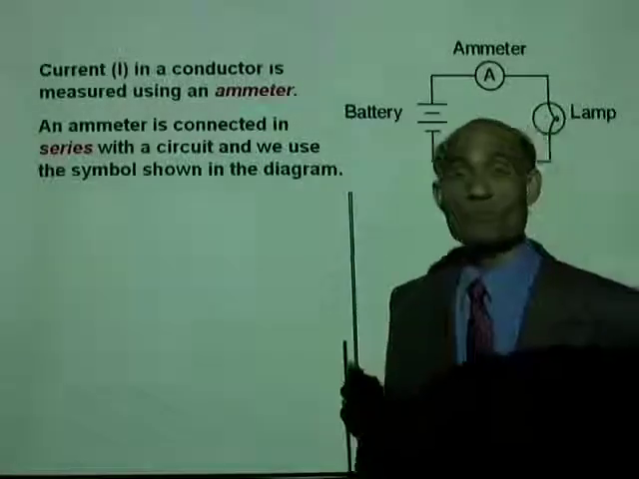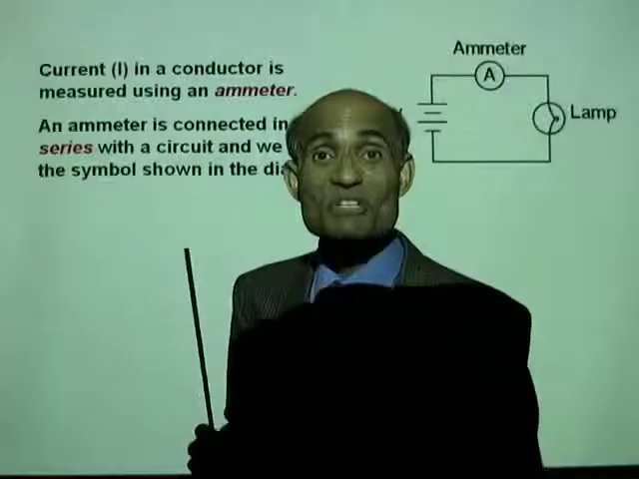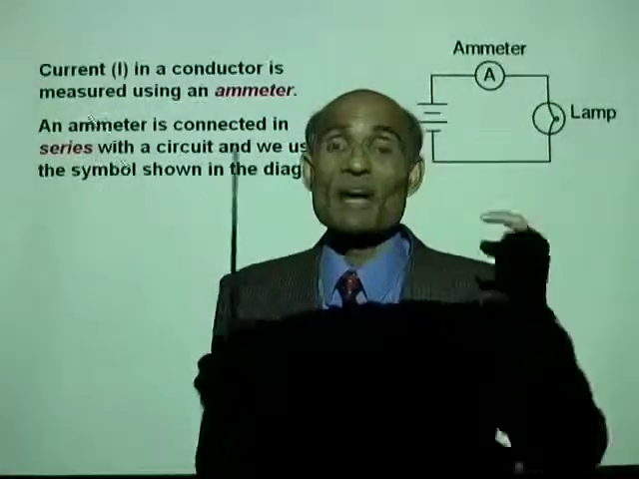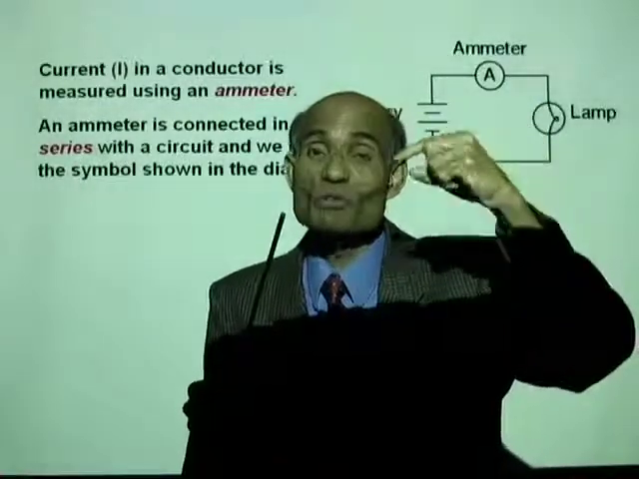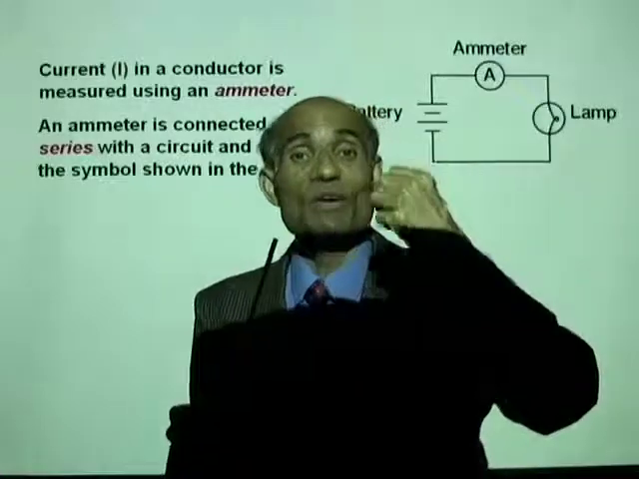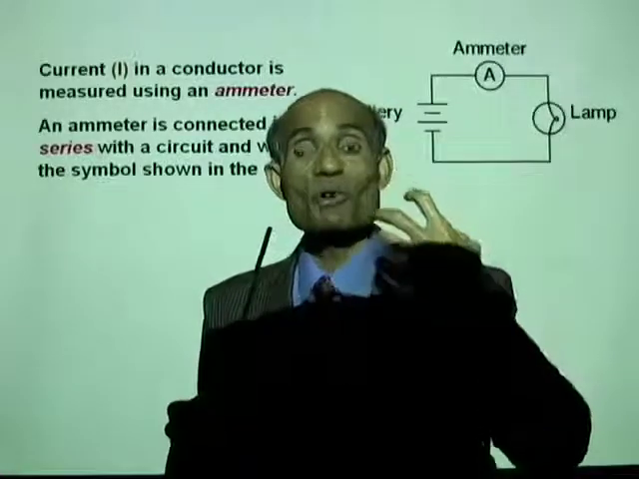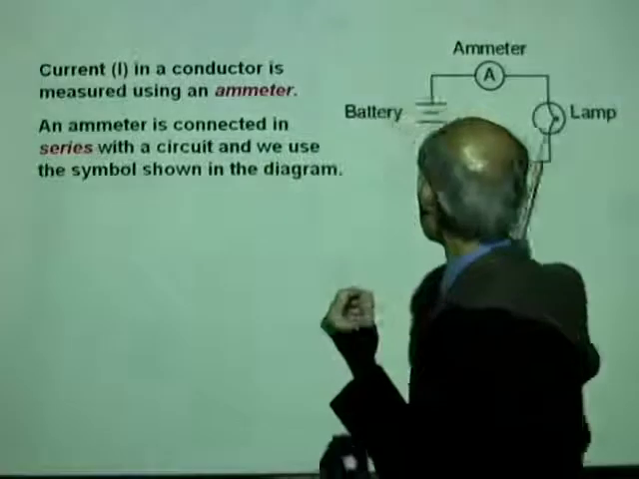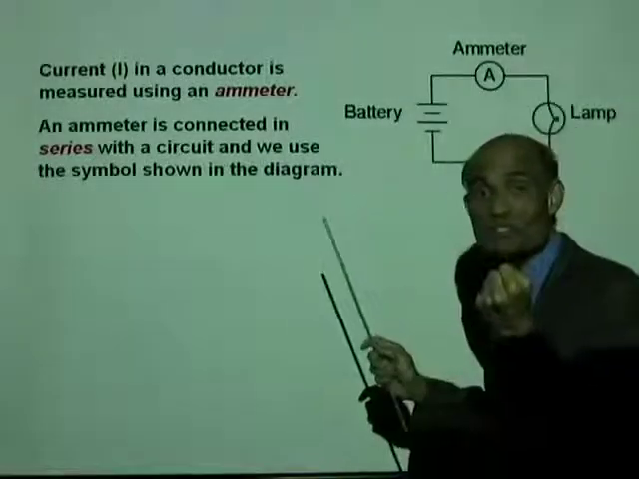Now remember, the filament of a lamp is a resistor. It allows electric current to flow through. At the same time, it offers a resistance for the flow of current. So this lamp is a resistor.